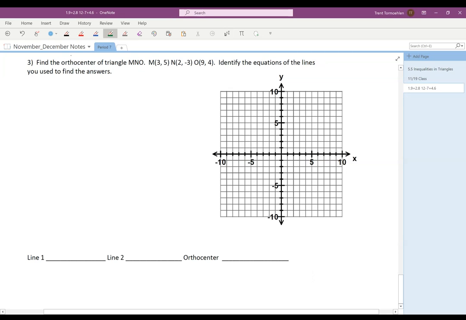Okay, so on this one, you're going to find the orthocenter. The orthocenter is the point of concurrency of the altitudes of the triangle. So just quickly to graph this triangle, M is (3, 5). N is 2 over, -3 down. And O is 9 over, 4 up.